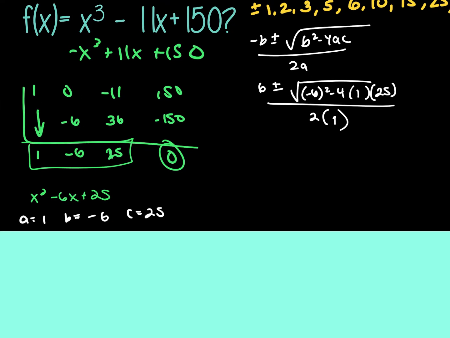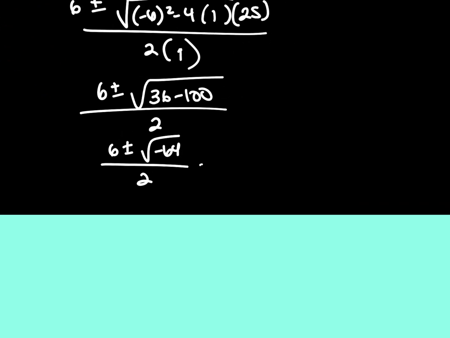Okay, so now I've got 6 plus and minus the square root of 36 minus 100 over 2, negative 64 over 2. Take out the i, and then square root the 64, and I get 8i over 2. And these are both divisible by 2. 3 plus and minus 4i.